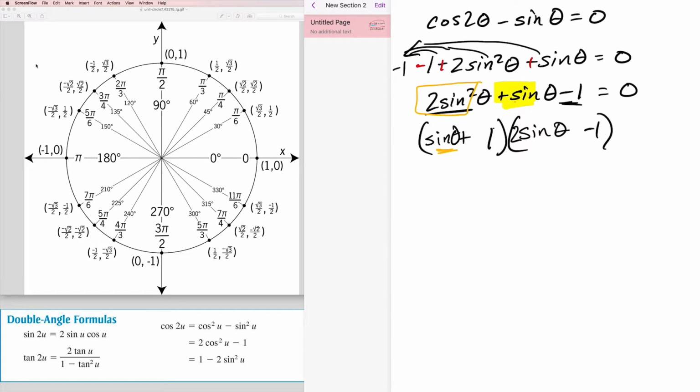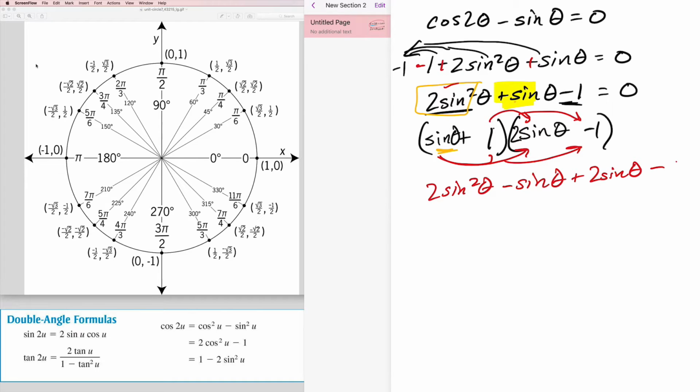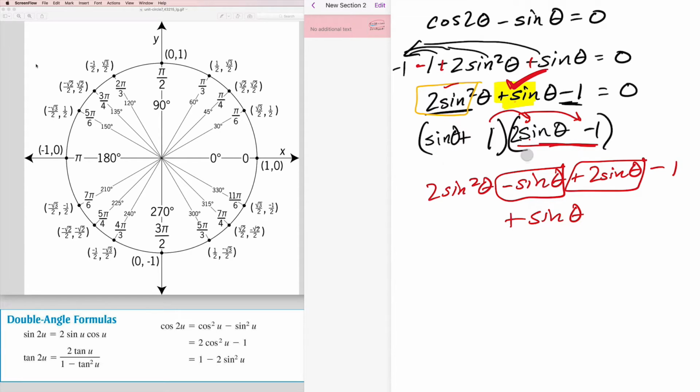And just so you can see what I was talking about, let's work this out. If I distribute this term to this term here, I end up with a 2 sine squared theta, check, and I end up with a minus sine theta. But then when I distribute this term to both of them, I end up with a plus 2 sine theta minus 1. So you see how this plus 2 sine theta minus this 1 sine theta will give me a positive sine theta? And that's what I have right here. So that's why I wanted this sine theta next to the negative. That way I can end up with that positive sine theta, okay?